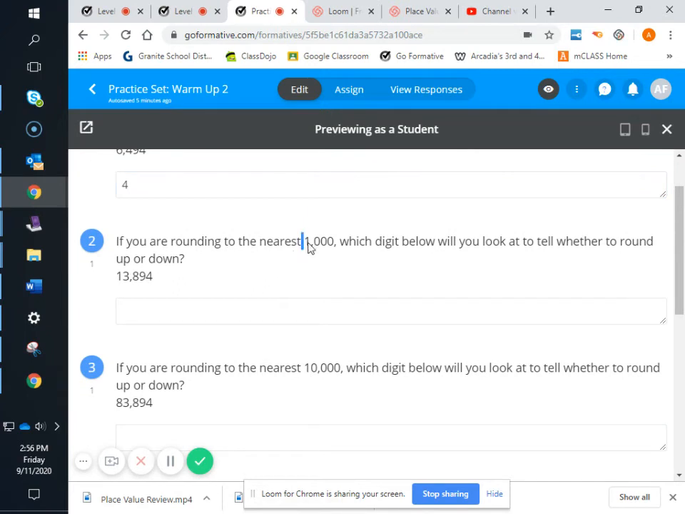We're going to round to the nearest 1,000. We're going to use the digit, so 1, 10, 100, 1,000. We're going to use the digit one to the right here, this 8, to determine whether we round up or down.